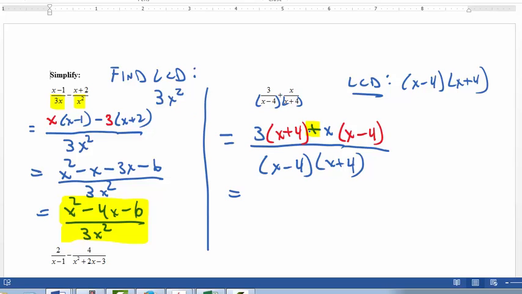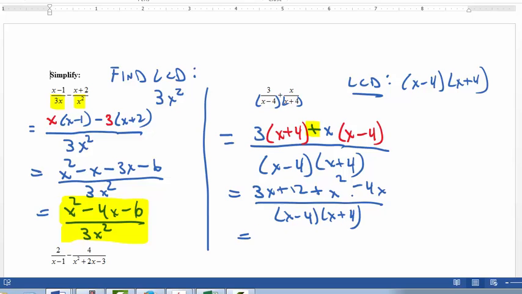Right? So what you need to do here is not try to cancel right now, but actually do what we did over there and distribute. So distribute a 3, so this is 3x plus 12, and then distribute an x squared minus 4x, and it's all over x minus 4 times x plus 4. And now I just combine like terms, the 3x and the negative 4x. So the numerator is x squared minus x plus 12 over x minus 4 times x plus 4.